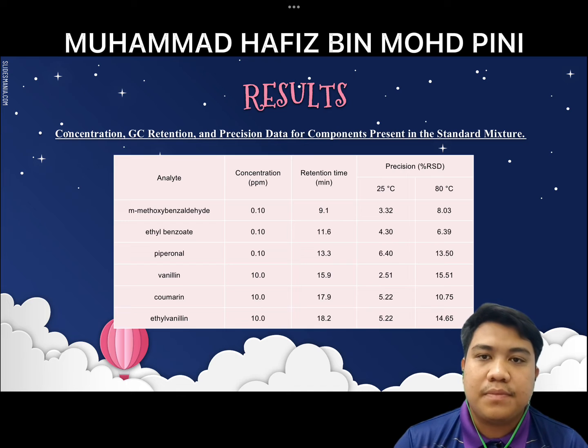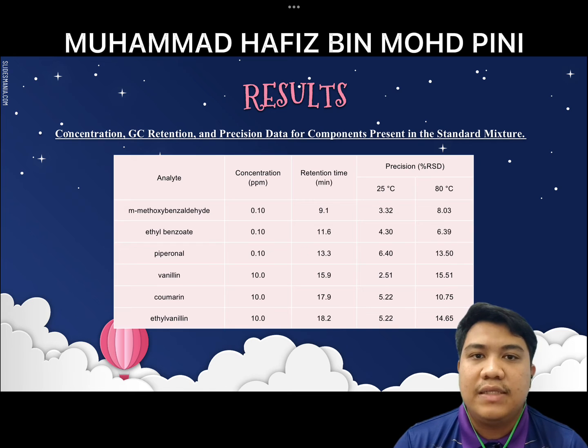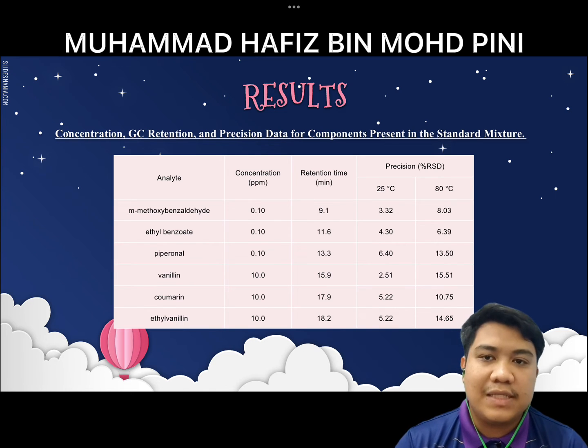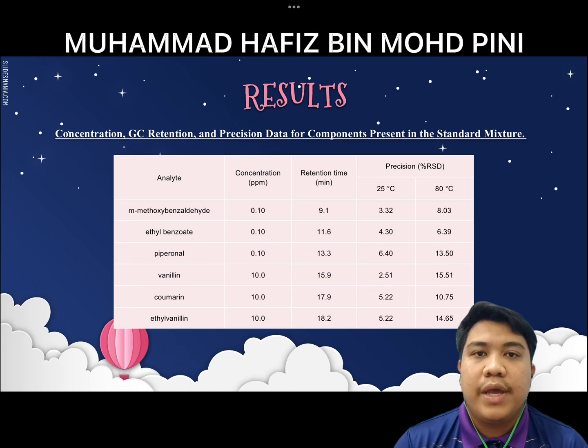For coumarin, the concentration is 10.0, the retention time is 17.9 minutes. The precision at 25 degrees Celsius is 5.22 and at 80 degrees Celsius is 10.75. For ethyl vanillin, the concentration is 10.0, the retention time is 18.2. The precision at 25 degrees Celsius is 5.22 and at 80 degrees Celsius, the precision is 14.65.